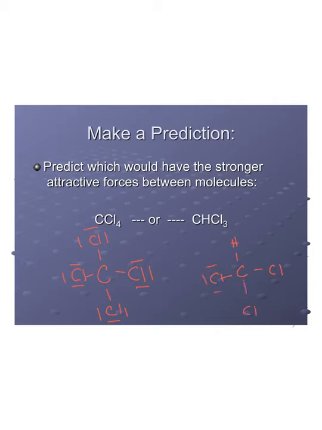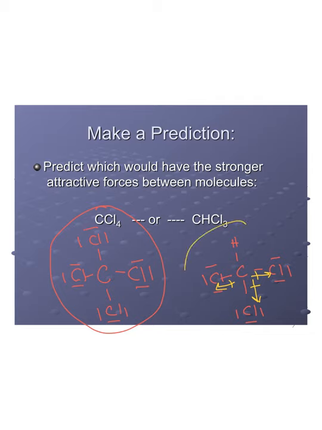I'm being lazy and drawing my lone pairs like this, which is okay. You'll see some textbooks that do that. And so I can see that this molecule over here is very nonpolar, right? That molecule is very nonpolar. But over here, I can see that I am going to have some polar molecules, some polar intramolecular bonds that I see here.